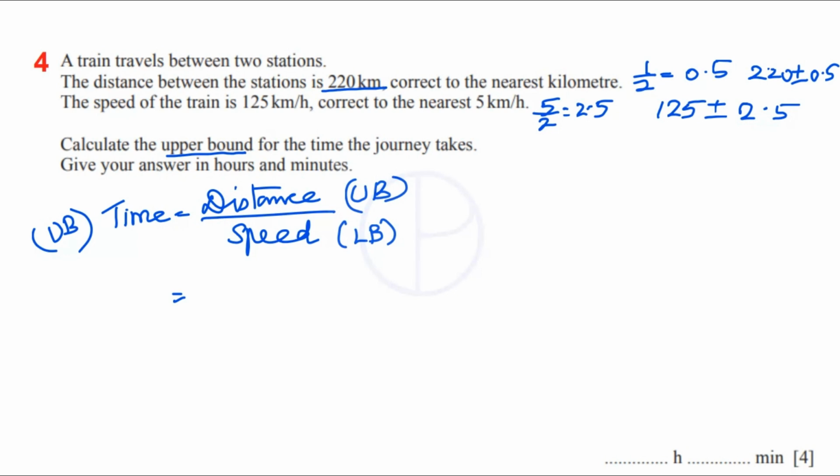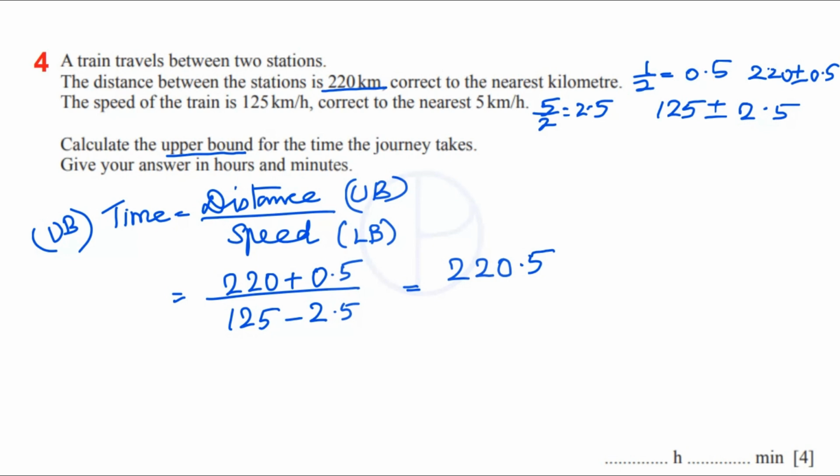So upper bound of distance is 220 plus 0.5. Lower bound of speed is 125 minus 2.5. This is 220.5 divided by 122.5, which is equal to 1.8. Is the time taken. Give your answer in hours and minute.